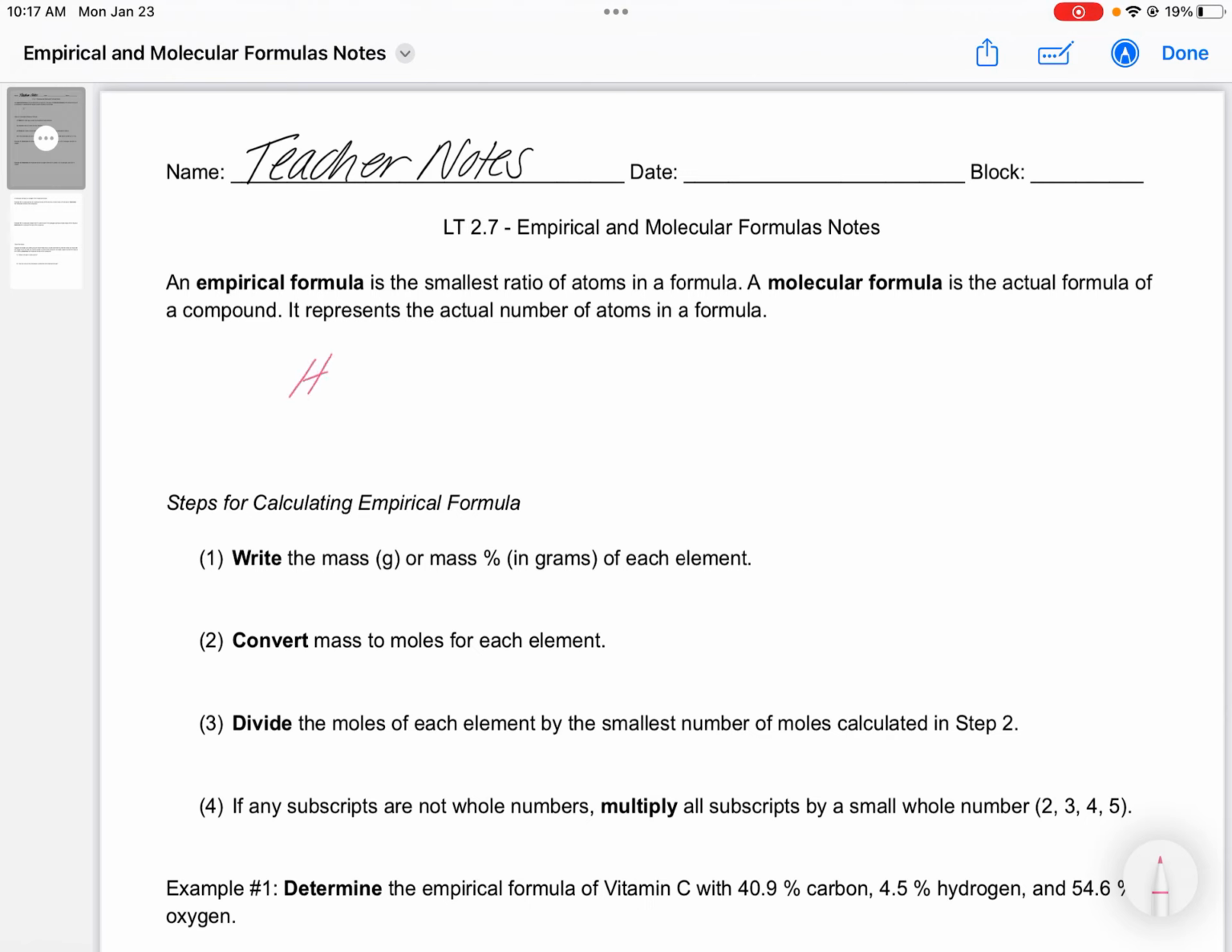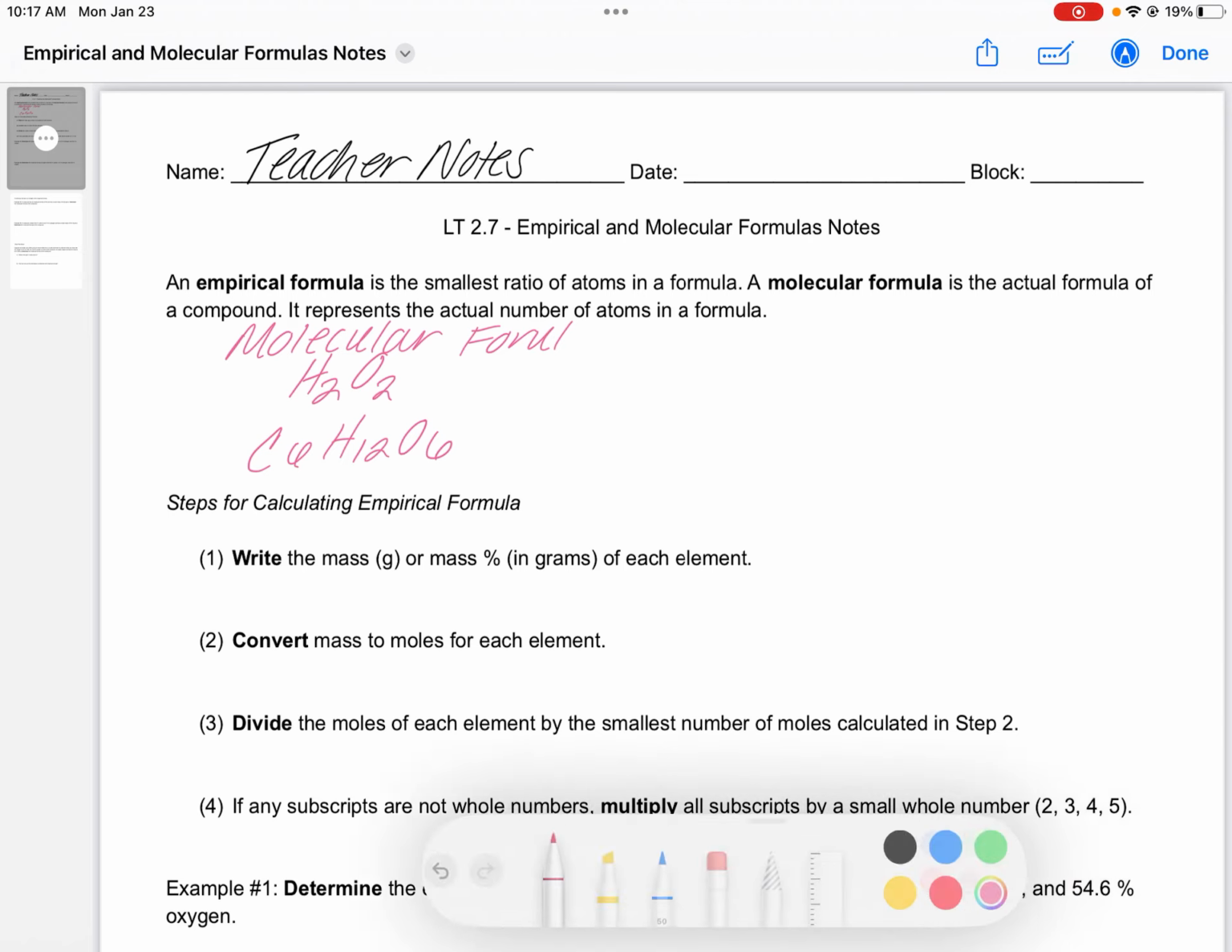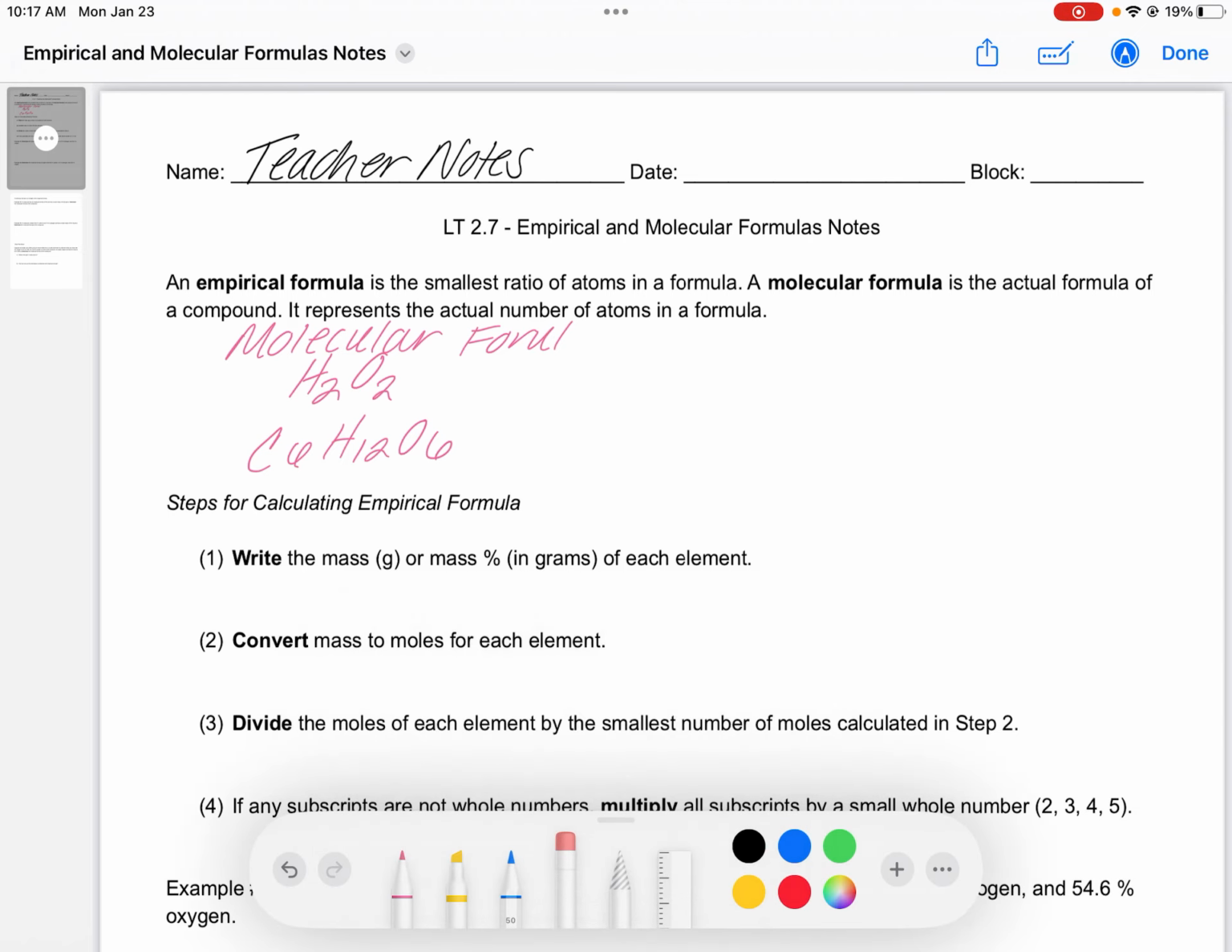We are familiar with formulas that look like this: H2O2, C6H12O6. These are called molecular formulas. Molecular formulas are formulas that show the actual composition and number of atoms in a chemical formula.